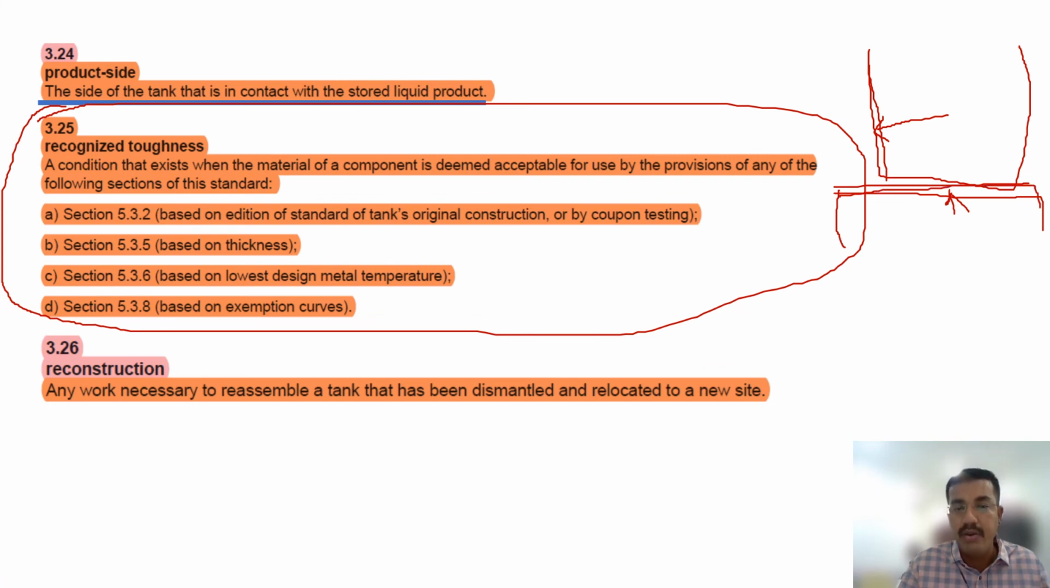Okay, so based on the edition of the standard, tank original construction or by coupon testing, section 5.3.2, based on thickness, what is the thickness above and less, we have to do the toughness based on lowest design metal temperature and based on exemption curves. So those are the things we have to check for the recognized toughness.